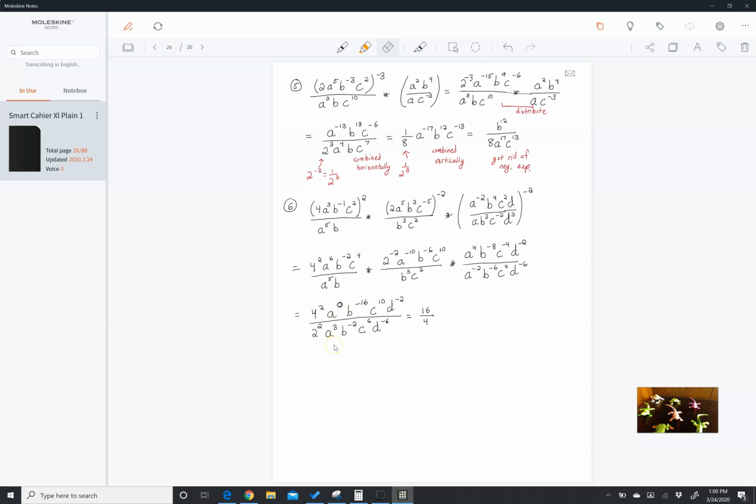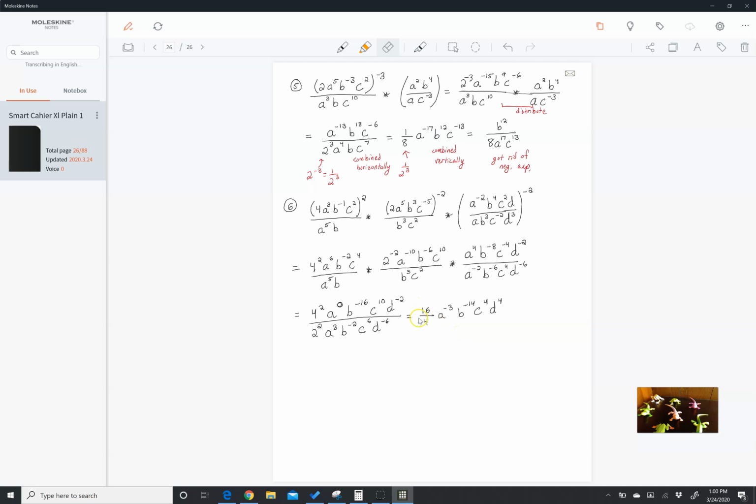0 minus 3 is a to the negative 3. Negative 16 minus negative 2 is negative 14. That's for the b. 10 minus 6 is 4. That's for the c. And negative 2 minus negative 6 is positive 4.